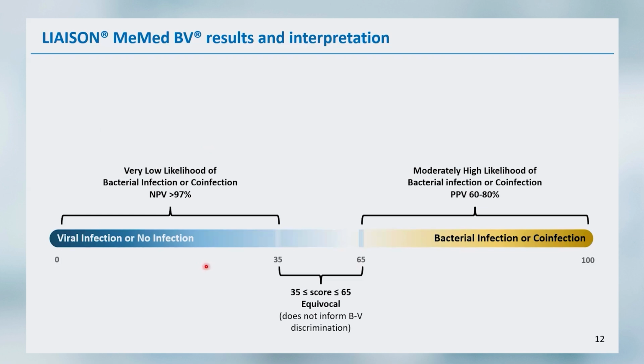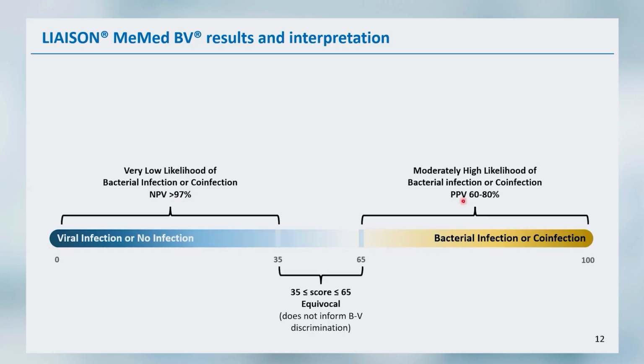An easier way to think about it is there's a very low likelihood of a bacterial infection or co-infection when the score is low, a moderately high likelihood of bacterial infection or co-infection when the score is high, and the negative predictive value, which is where the real gold is in this test, is super high. It's over 97% when the score is low. And this is why this test is really essentially a rule-out test for bacterial infection.